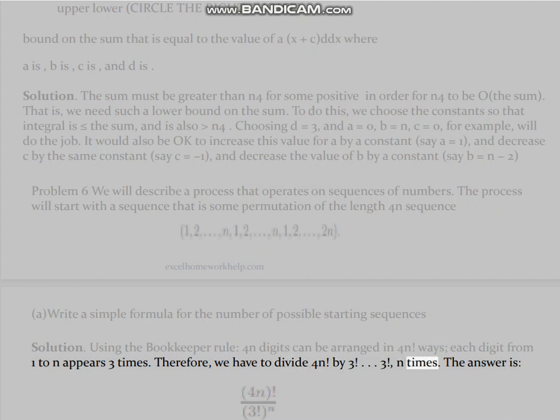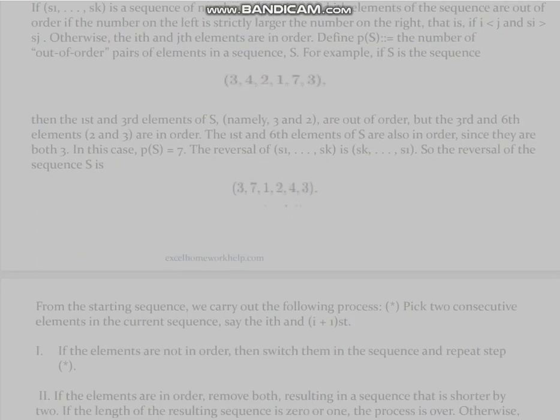3n times. The answer is: if S1 to Sk is a sequence of numbers, then the ith and jth elements of the sequence are out of order if the number on the left is strictly larger than the number on the right, that is, if i less than j and si greater than sj. Otherwise, the ith and jth elements are in order.